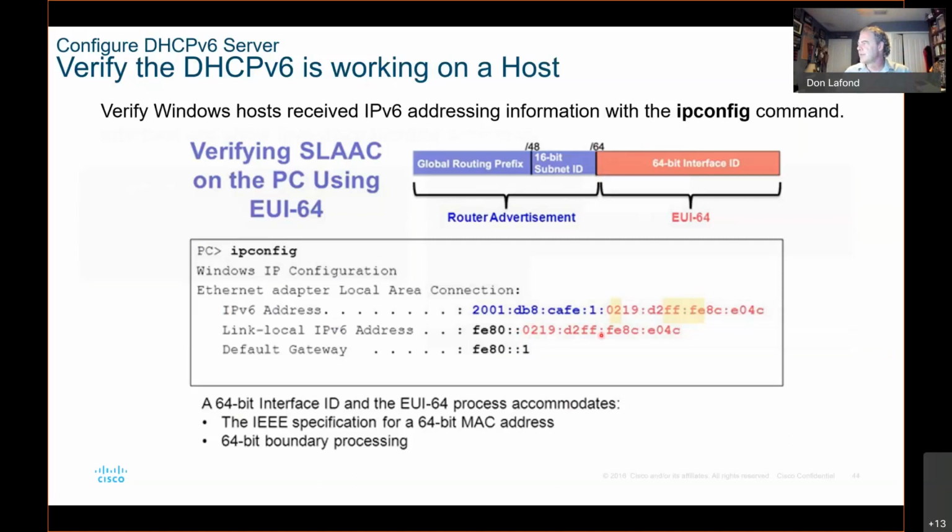Remember earlier I told you you would see FFFE in the middle of the MAC address. So here is 24 bits on the right-hand side, 24 bits on the left-hand side, and that's 48 bits of a MAC address, and then FFFE in the middle. That's EUI-64. If you want to see if it's EUI-64, look for that FFFE in the middle.